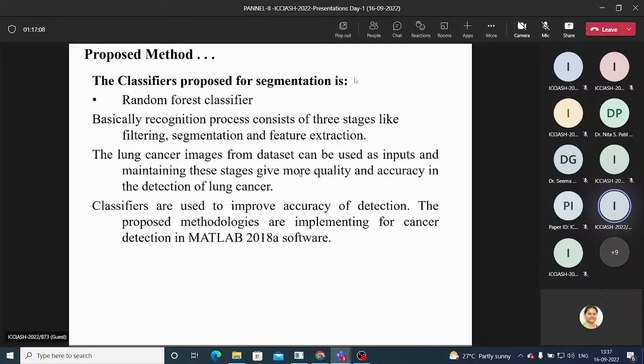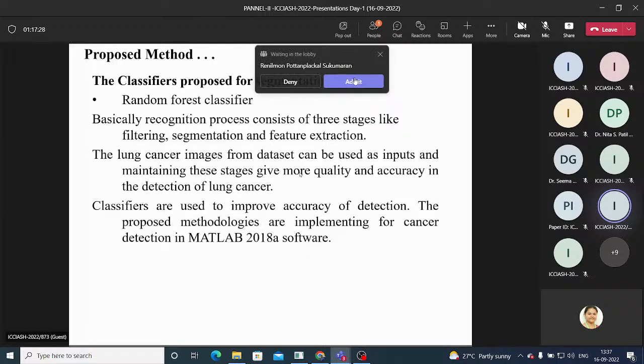Basically, the recognition process consists of 3 stages: filtering, segmentation, and feature extraction. The lung cancer images from the dataset can be used as inputs, and maintaining these stages gives more quality and accuracy in the detection of lung cancer. Classifiers are used to improve the accuracy of detection. The proposed methodologies are implemented for cancer detection in MATLAB 2018 software.